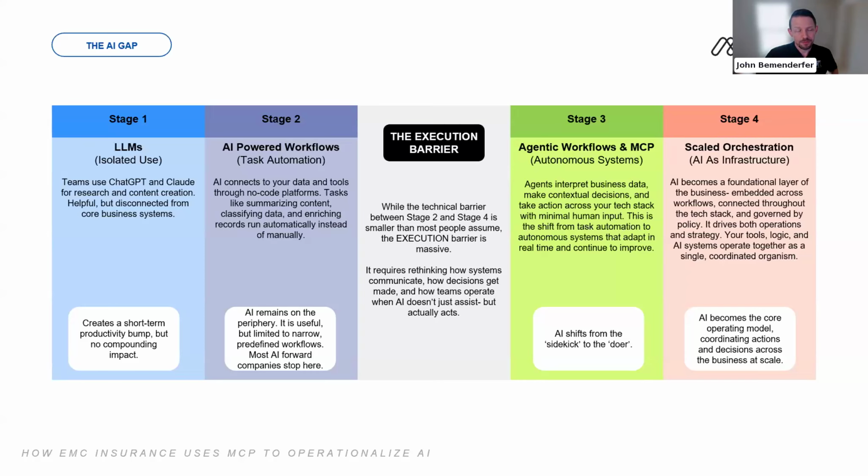And then finally, there's stage three and stage four. Stage three is where AI shifts from just being a sidekick to a doer. These are agents that interpret data, make decisions, and take action across your stack. I think this is where a lot of organizations want to go. And then there's stage four, the end goal, where you're using AI to run and make decisions across an entire department or coordinating between departments.